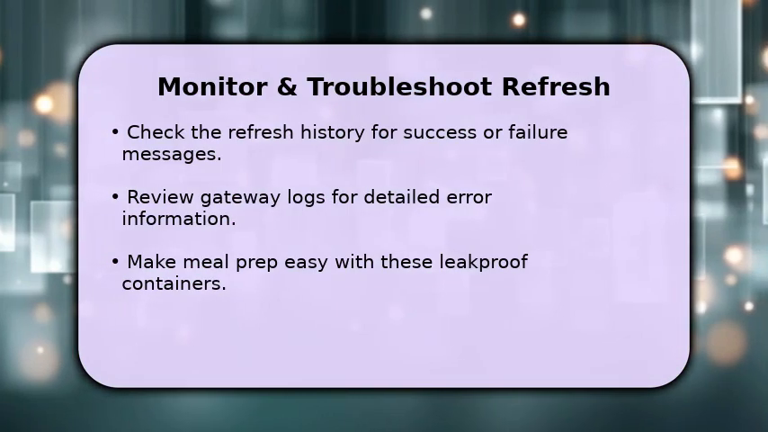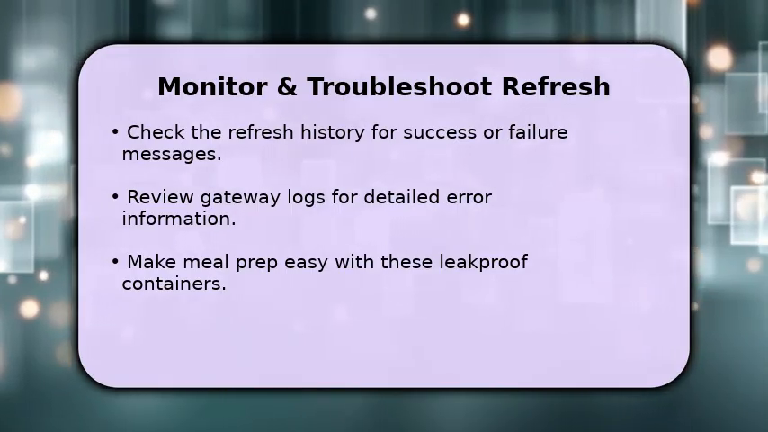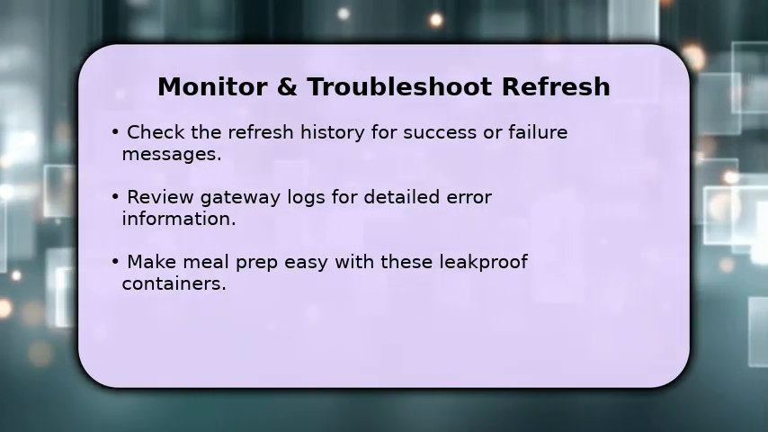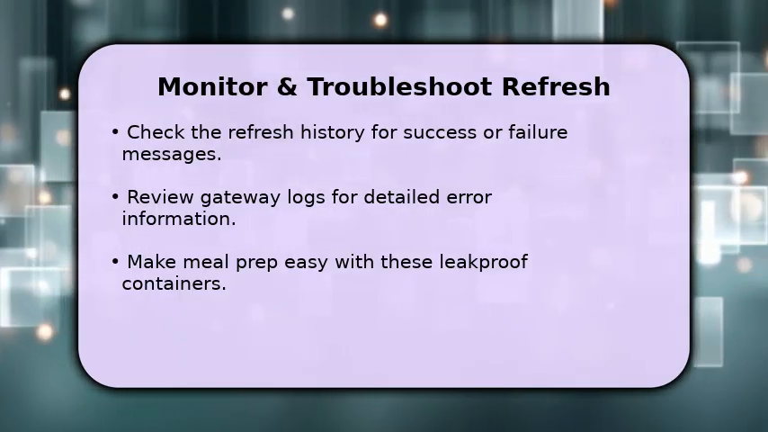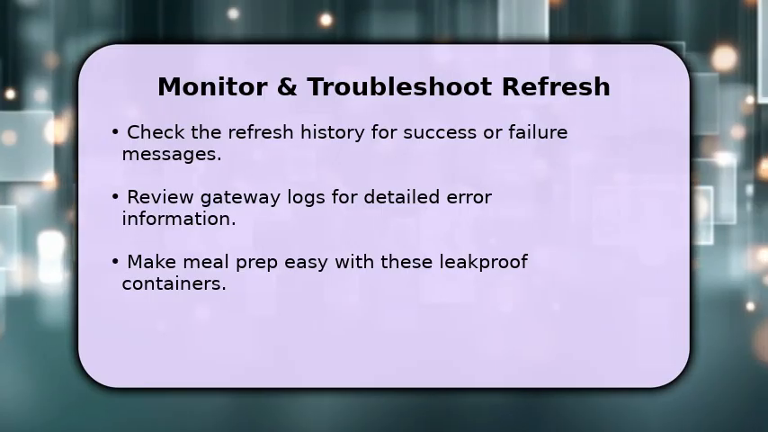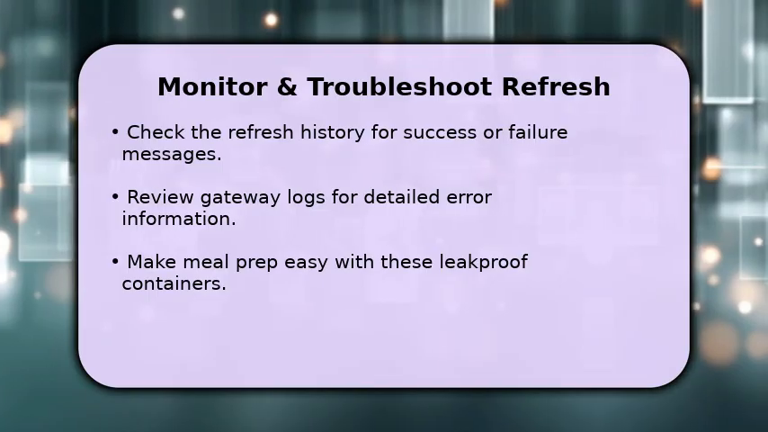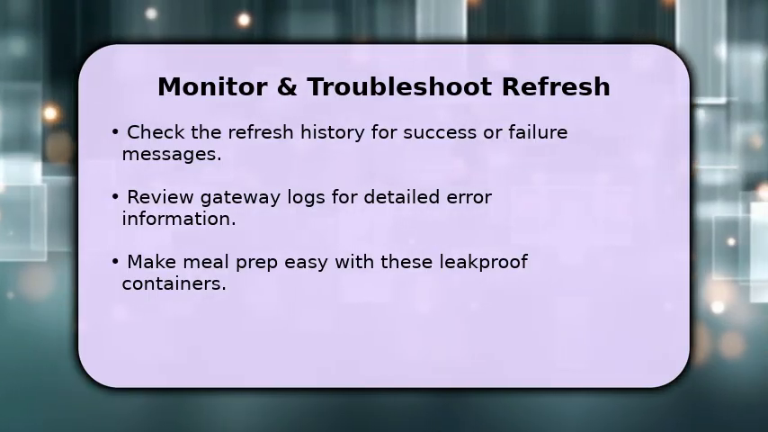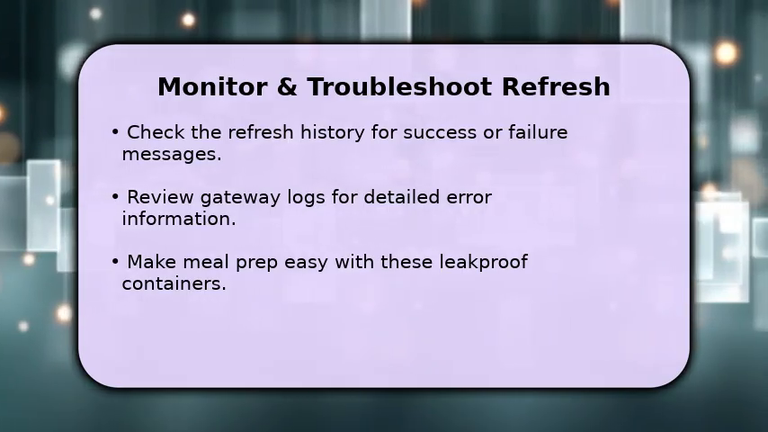After setting up your scheduled refresh, it's important to monitor its status regularly. In the dataset settings, you can view the refresh history to see if refreshes are succeeding or failing. If a refresh fails, examine the error details provided. Common issues include incorrect file paths, gateway offline status, or credential problems. Troubleshooting often involves verifying gateway connectivity and data source settings.